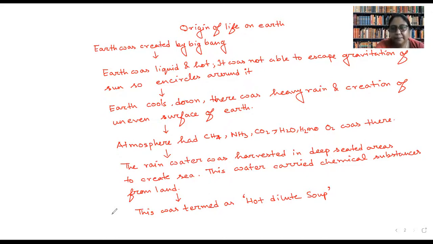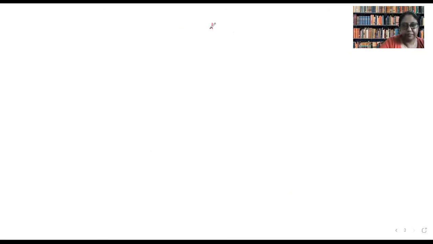Class? Moist. Obviously. So it shows that the creation of life was occurring in the water. If you talk about oviparous animals, in their case also, inside the egg, the embryo development occurs in a liquid medium only. It shows that life was there. So now, from this hot dilute soup, there was creation of biomolecules.